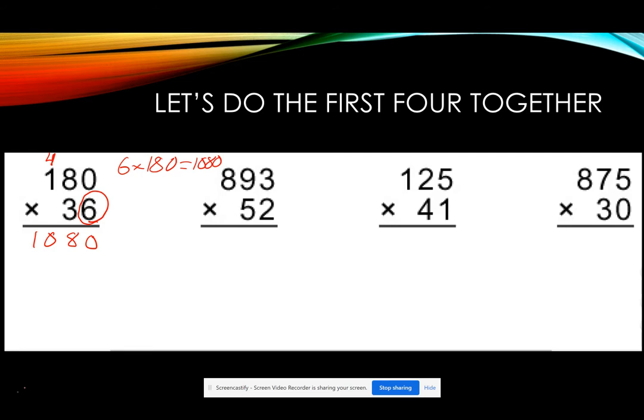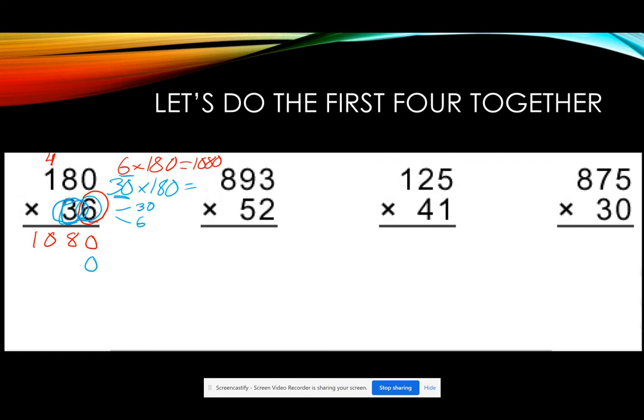And now I'm going to move on to the next part, which would be multiplying 30 by 180. Now remember, this is 30 because the 3 is in the tens position. You can think of 36 as 30 and 6. So that's why we did 6 times 180. Now we're doing 30 times 180. First, we need to put our placeholder here of 0, right? Because we've already done the one spot of 6.